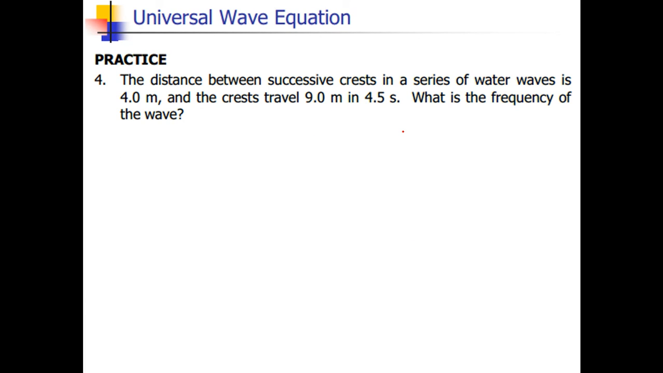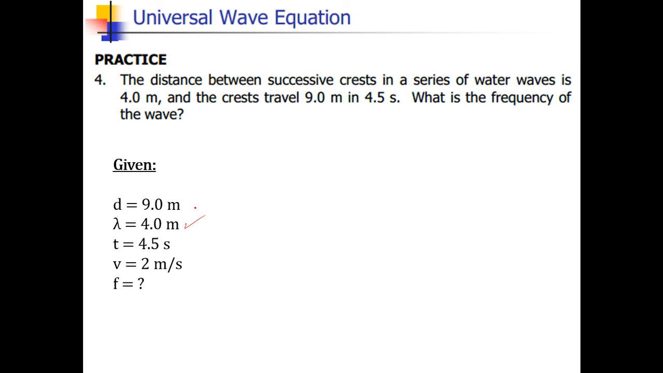This one says the distance between successive crests in a series of water waves is 4 meters, and the crests travel 9 meters in 4.5 seconds. What is the frequency of the wave? Okay, so it's giving you a bit of a clue here. It says that the distance between successive crests is 4 meters. Okay, so that tells us our wavelength.